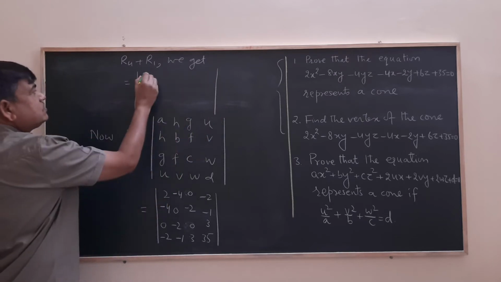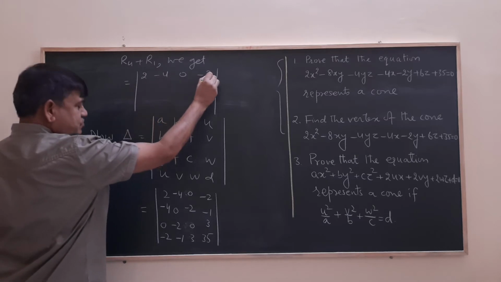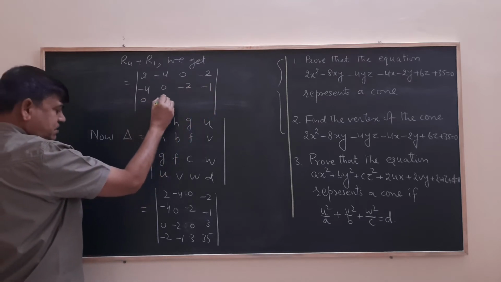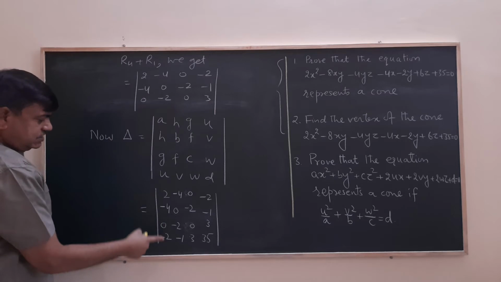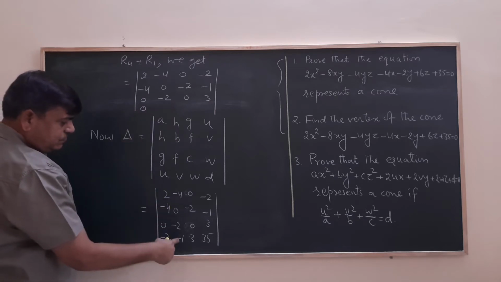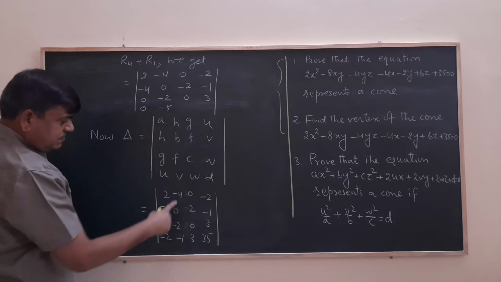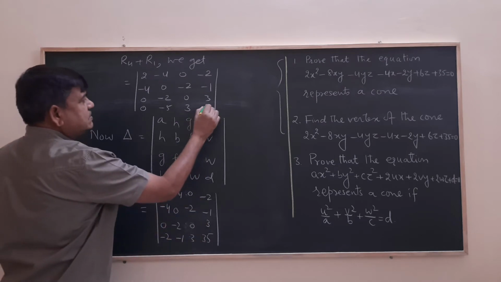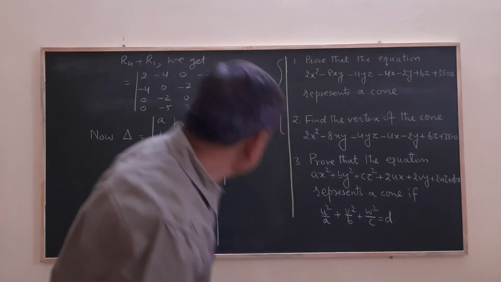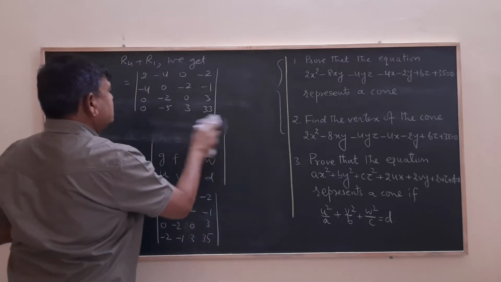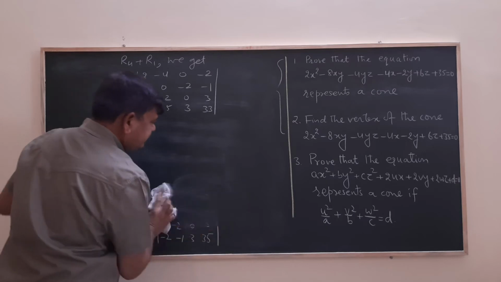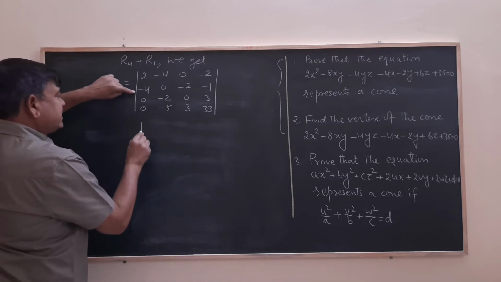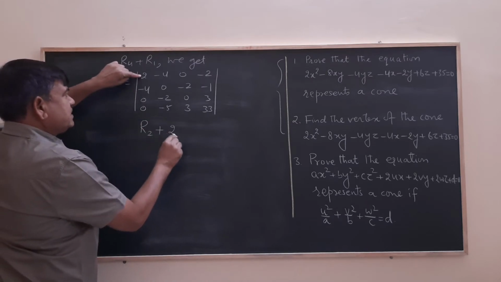R1 will be as this, so it is 2, -4, 0, -2, -4, 0, -2, -1, 0, -2, 0, 3. Now we add this plus this is 0, then -4, then this one is added, so it is -5, then 0 and 3 is added, so it is 3, then minus 2, and this one is added, so it is 33. Okay. We have obtained 2 zeros in the first column. Now one more operation. This is the second row, plus 2 times of R1.